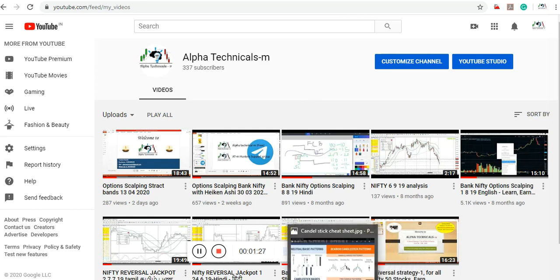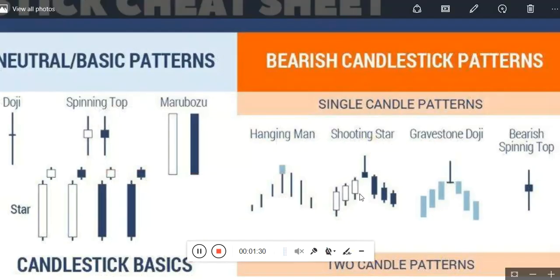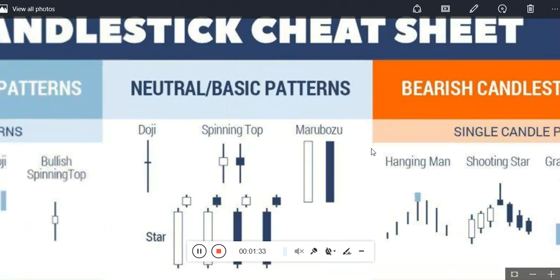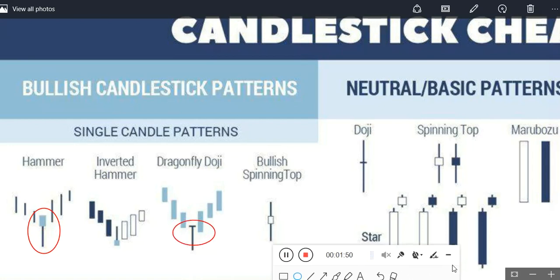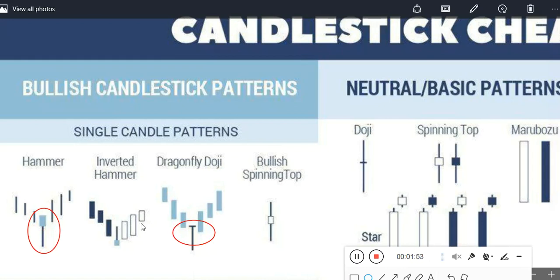Before going to that, I want you to look at this candlestick cheat sheet. What you have to observe is this candle and this candle. You have to observe only these two candles, the hammer and the dragonfly doji, for a bullish candle pattern. Only these two for bullish.